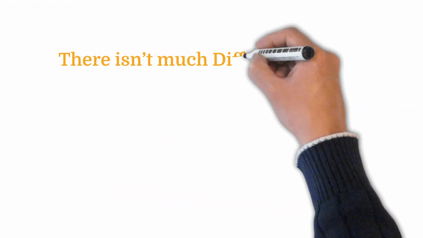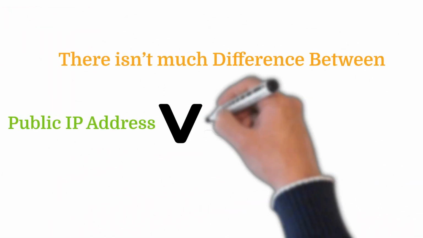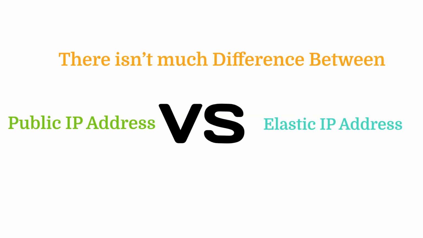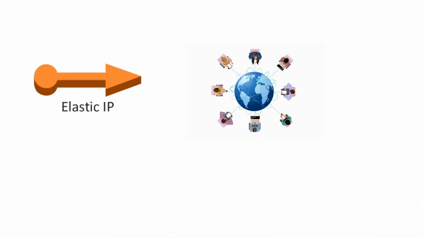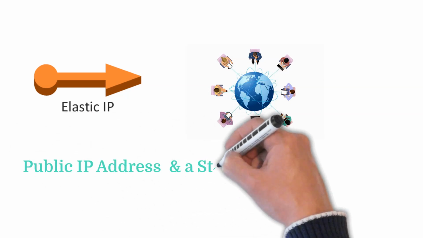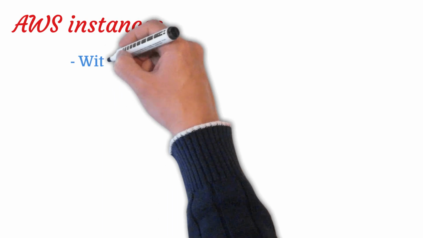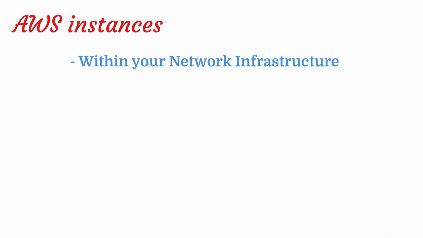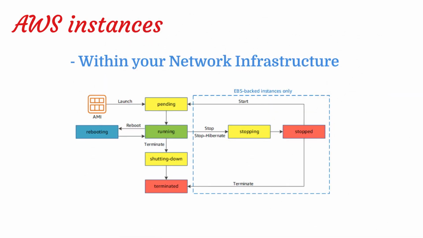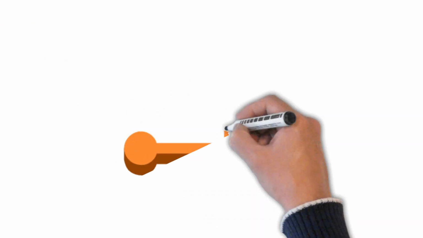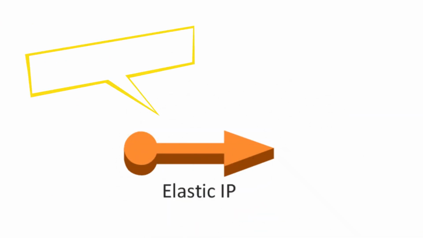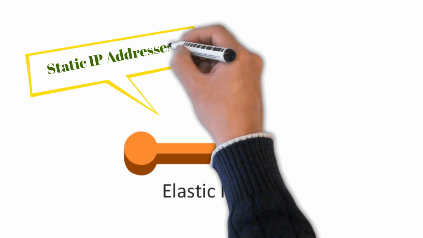It seems there isn't much difference between a public IP address and an elastic IP address, but they are not the same. Elastic IP is a combination of a public IP address and a static IP address. It allows you to continue to advertise AWS instances within your network infrastructure even across reboots of instances. But to fully understand the elastic IP, we should understand static IP addresses and public IP addresses.